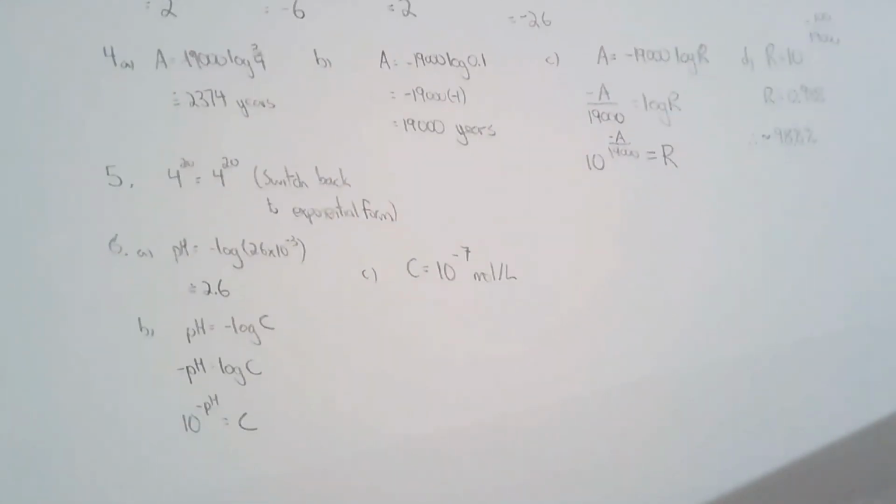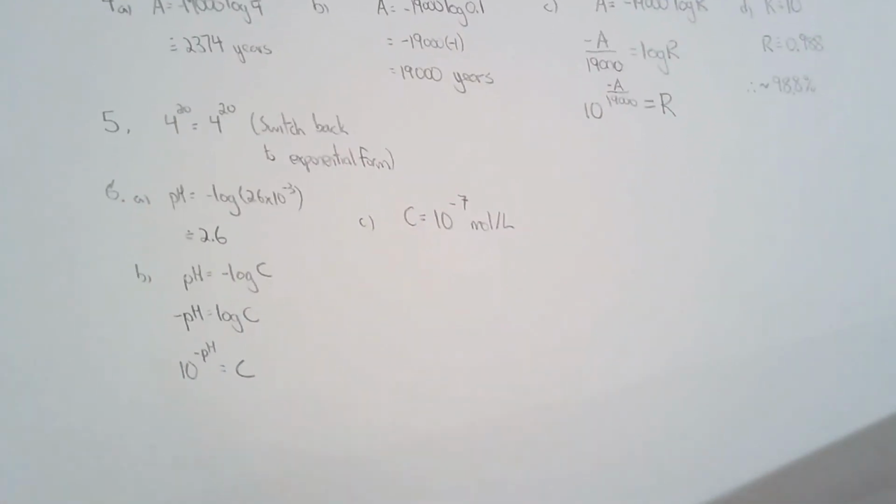For question 6, it's a pH question. C is the concentration of hydronium ions. They give us the concentration and then basically just sub it into the formula and solve for the pH. And then express in exponential form, basically go from logarithmic form to exponential form. Just be careful, because you want to isolate for C. Before we go to exponential form, just multiply both sides by -1.